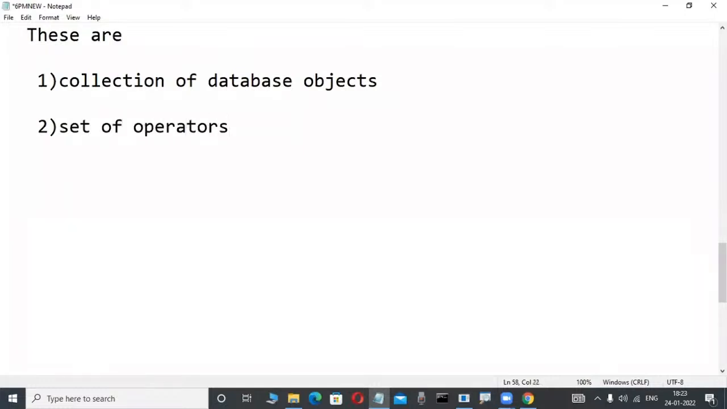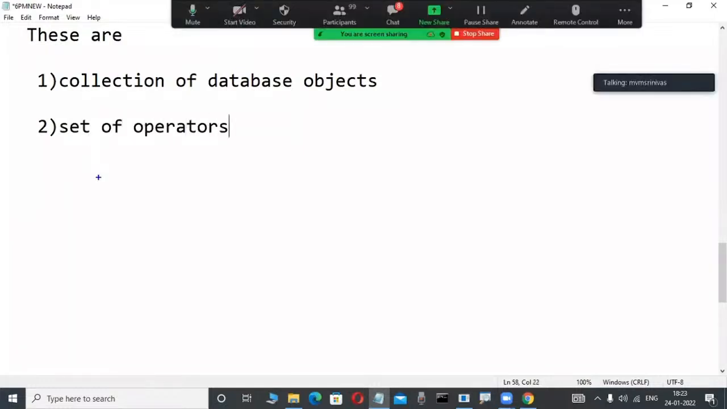Operators are available. By operators you may think of what is in C language or Java: equal to, less than or equal to, greater than or equal to, not equal to. These types of operators are there. But we are thinking of not only these operators; here a set of operators means different operators are there in every relational data model.